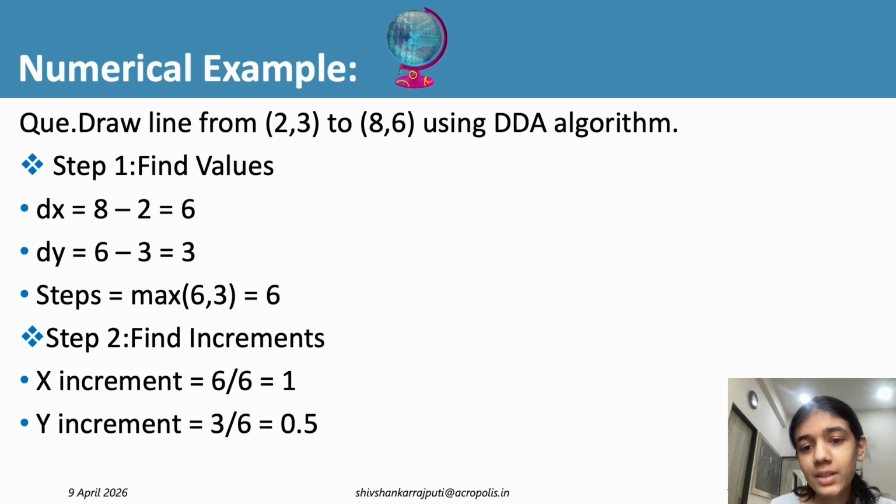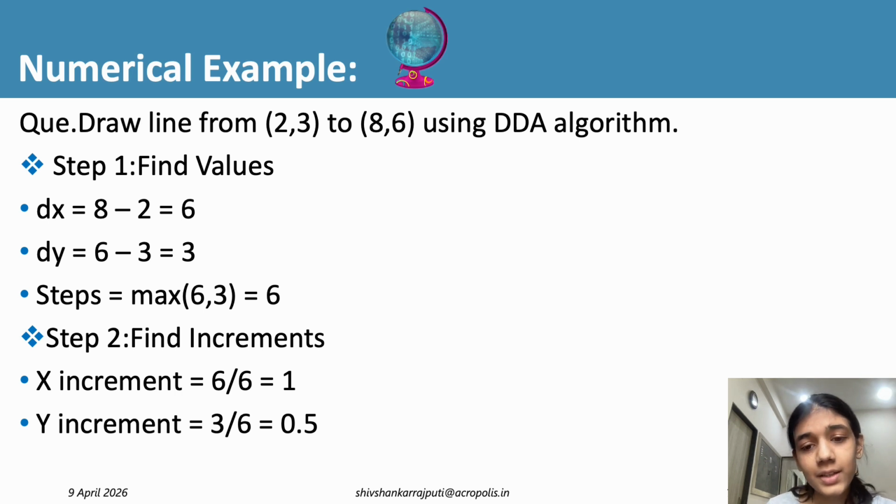Now dy will be the difference between the 2 values of y, that is y2 minus y1. The 2 values of y are 6 and 3, so dy will be 6 minus 3, that is 3. Now the number of steps is the maximum of the 2 values dx and dy, which is 6. So there are a total of 6 steps we'll be using in this question.